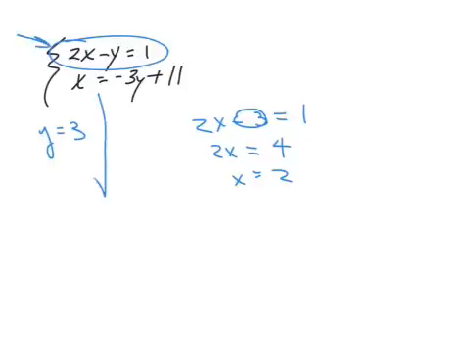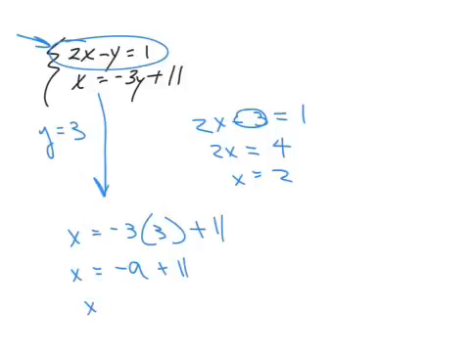Now let's plug the 3 into this one. So x equals negative 9 plus 11. Negative 9 plus 11 is 2. So when y is 3, in the first equation, x is 2. When we plugged it in the second one, x is 2. So it doesn't matter which equation you plug y equals 3 into. You'll find your x value. It has to be the same number.